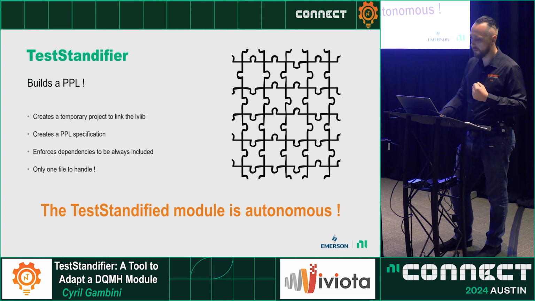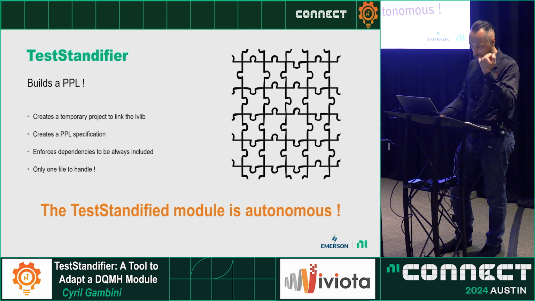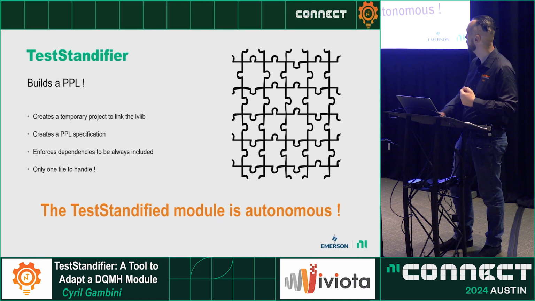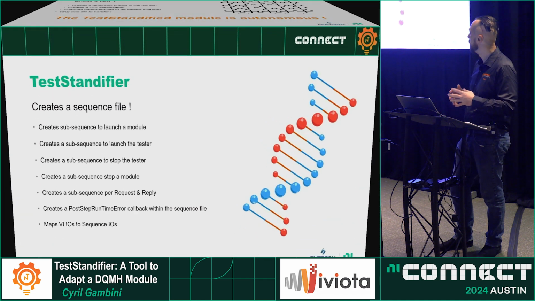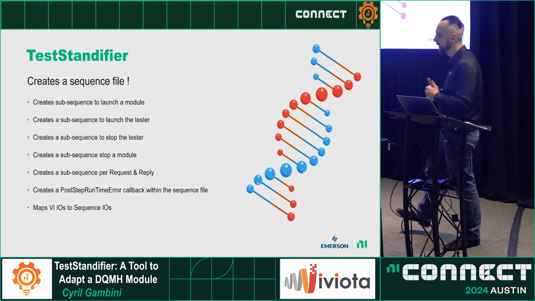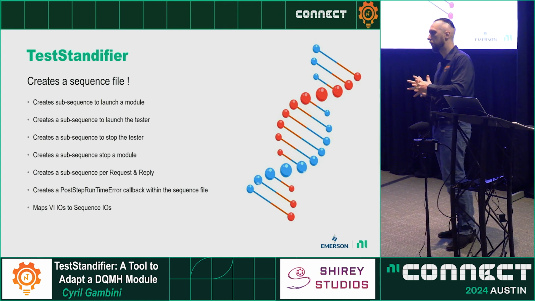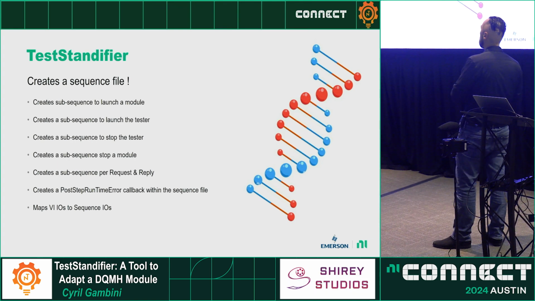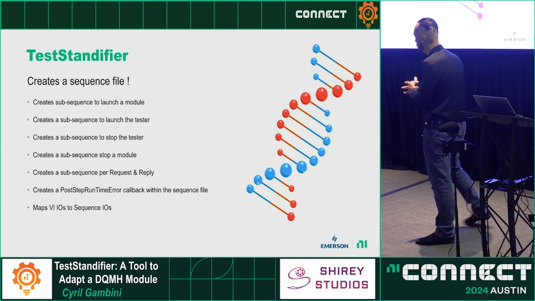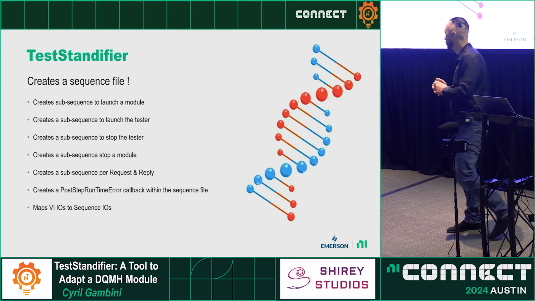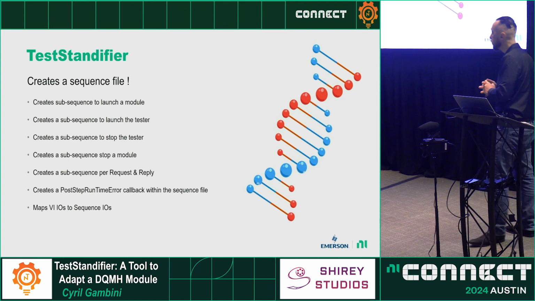And so once we have a PPL, we could have stopped here. We could have stopped here, but we go a little bit further. We actually create a sequence file on top of your PPL. Why? Because at the end, what we want is that you use TestStand with TestStand standard tools.